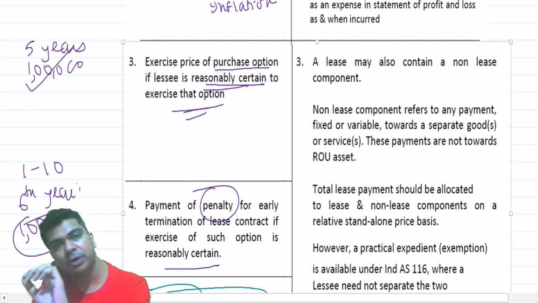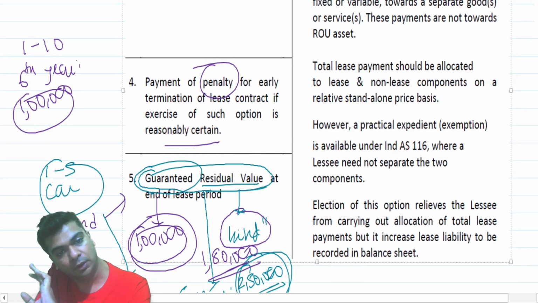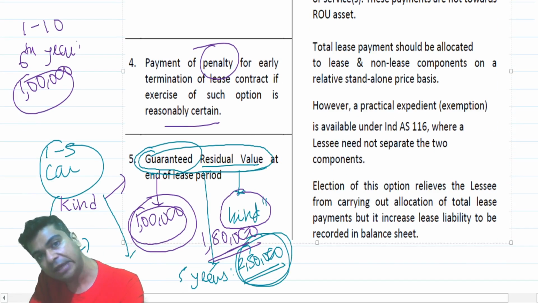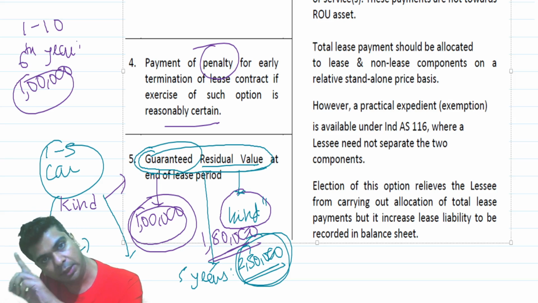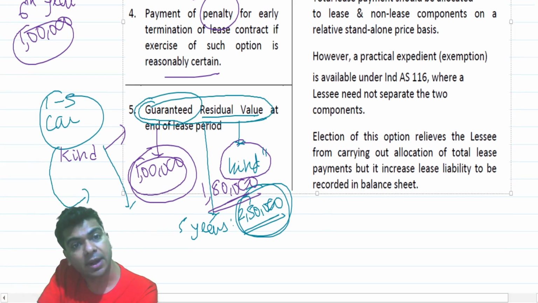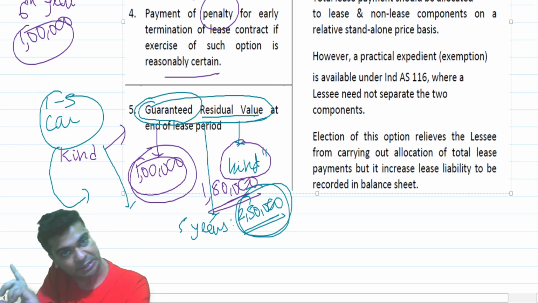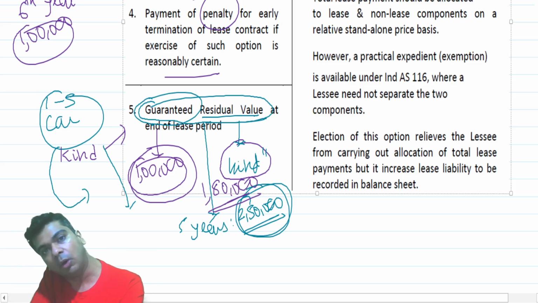If you are given any purchase option, the exercise price of the purchase option will be included. You are given an option to terminate the contract early, and you are reasonably certain that you will go for such early termination, but you know some penalty will be payable. Include the penalty. And you have given a guarantee with respect to the residual value when the asset will be returned at the end of the lease term. Include that also.